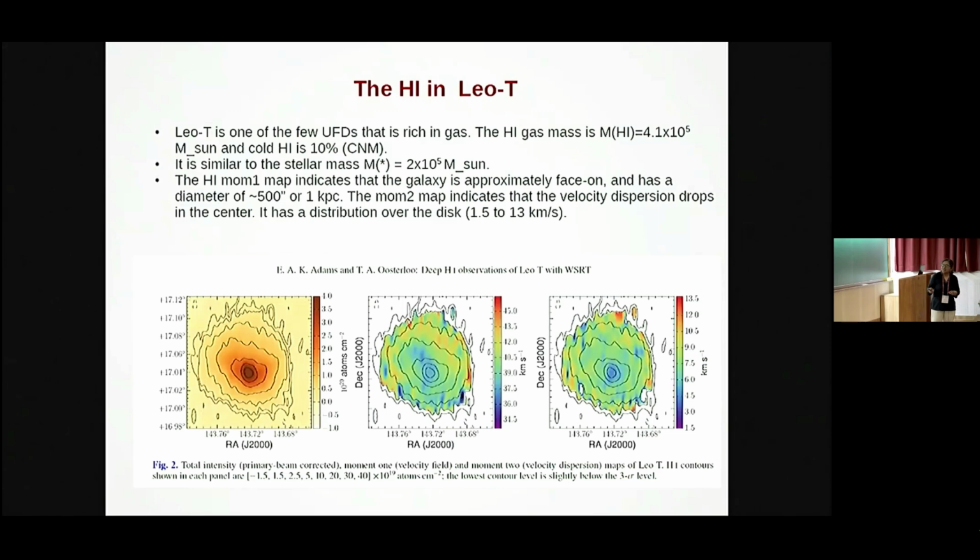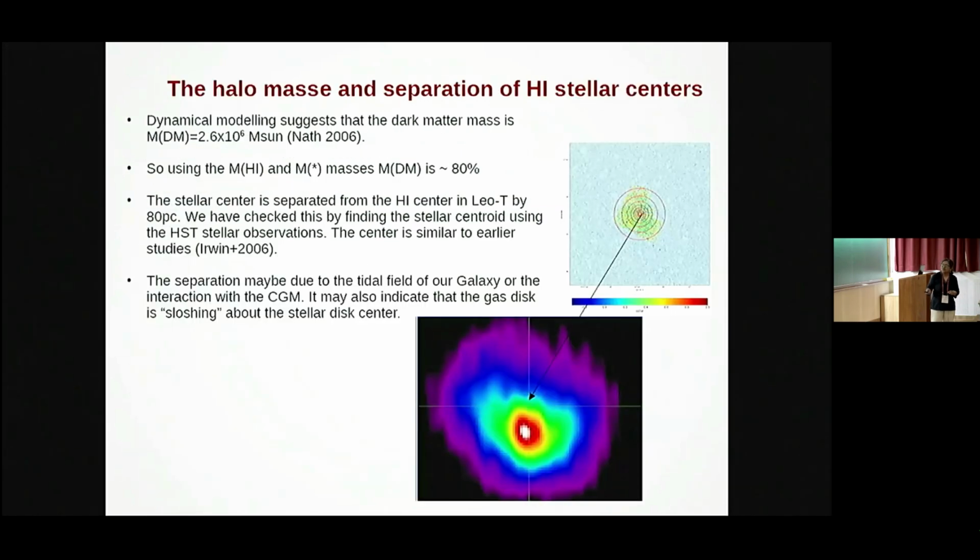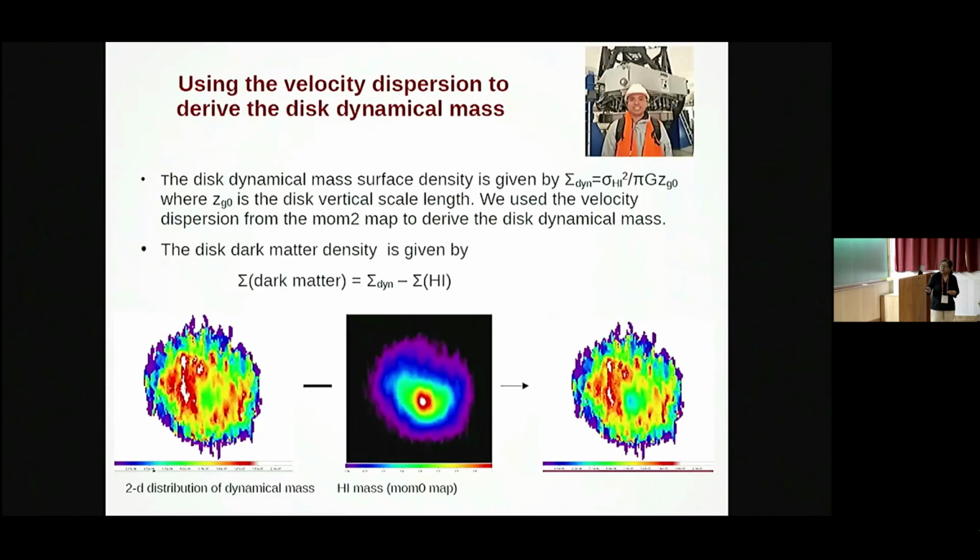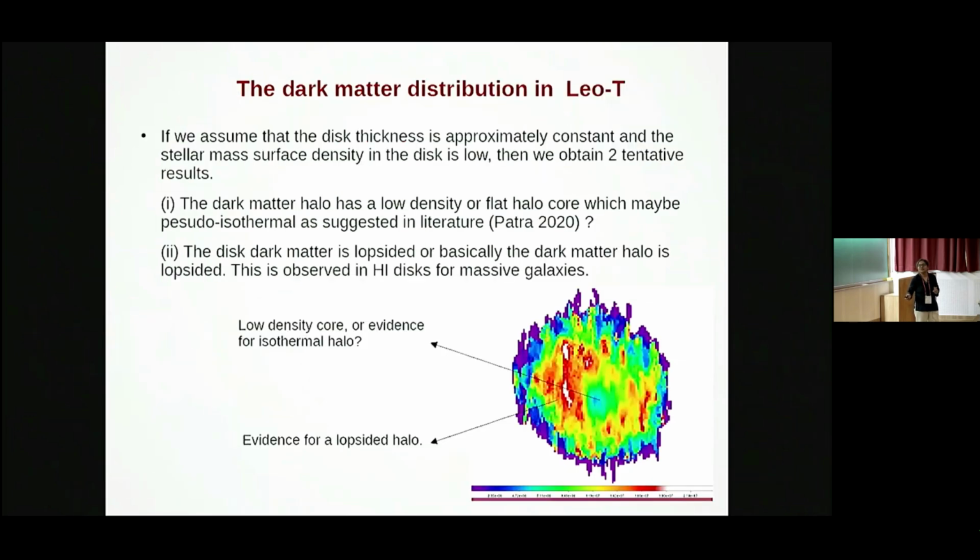Okay, so let me just show you the HI distribution, and I will end with this. So this is the moment 2 map, which shows the HI velocity dispersion on a 2-dimensional plane. If you subtract the moment 0 map, which is the HI distribution, you will get the dark matter distribution. The dark matter distribution you can see here is not only lopsided, it has a shallow potential well in the center. I'll stop here then.